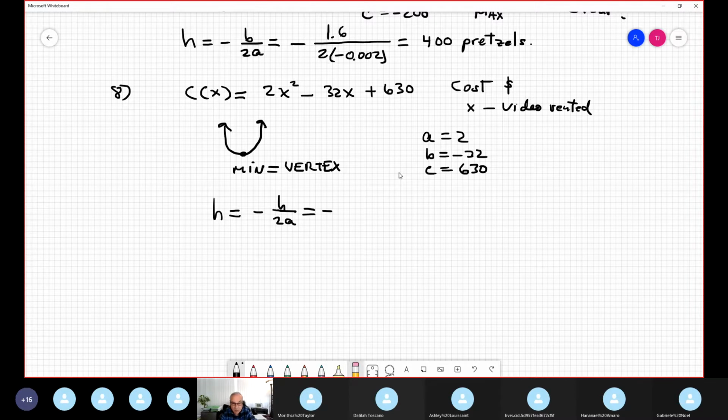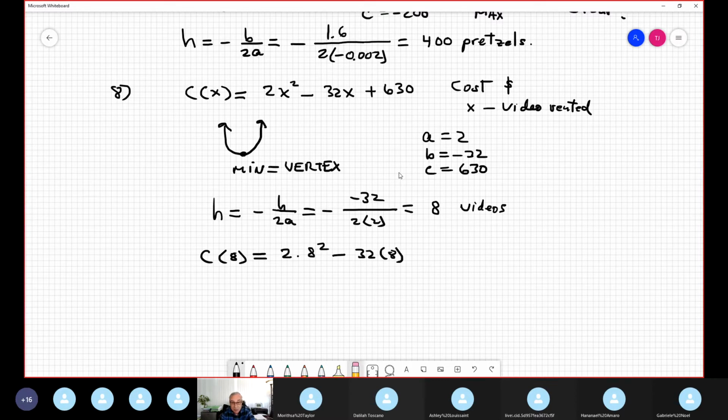Then minus b is negative 32 divided by 2 times 2. Basically double minus becomes positive, 32 divided by 4, because 2 times 2 is 4, is 8. 8 videos. Is this the final answer? No. Why not? Because they want cost. So you evaluate at 8. It's 2 times 8 squared minus 32 times 8 plus 630, in order to find the cost.